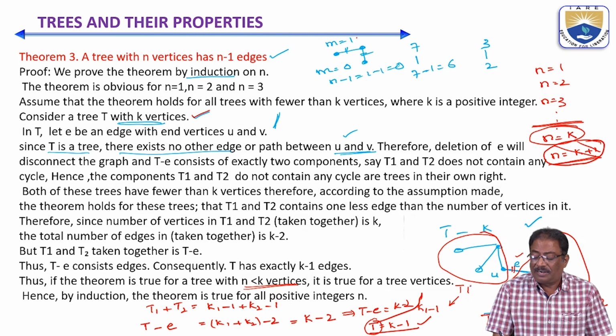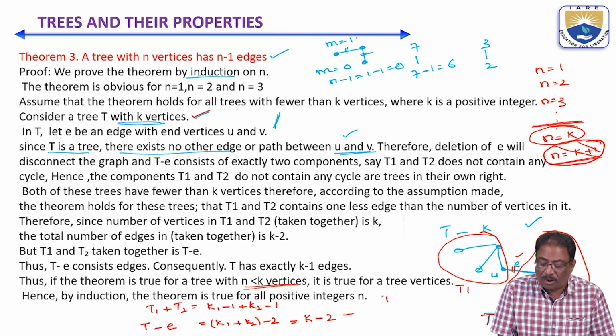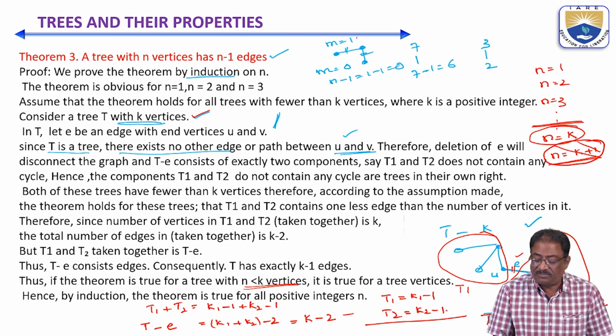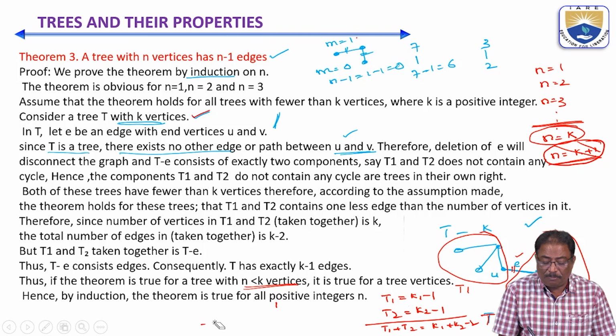So the number of edges in T1 is K1 minus 1, and the number of edges in T2 is K2 minus 1. So the number of edges in T1 plus T2 is K1 plus K2 minus 2. So what about T1 plus T2? T1 plus T2 is nothing but T minus E.